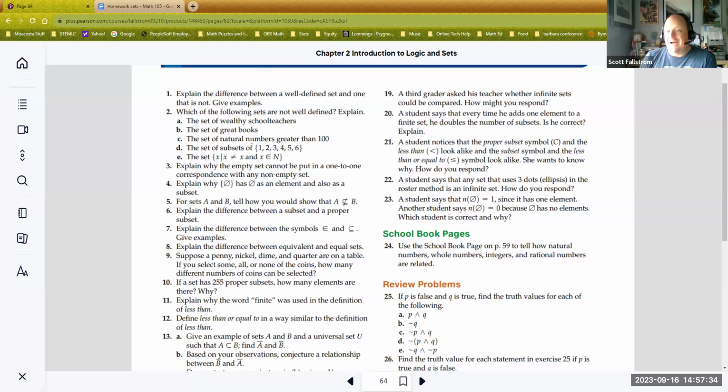Okay. So again, not well defined. Be looking for terms that are subjective, where you might have a different idea of what that means than someone else. What we want is terms that are objective. It means no matter who you are, you're going to see it the same way. So for example, the set of natural numbers greater than 100, everybody's going to write down the same group for that because it's very clearly defined.